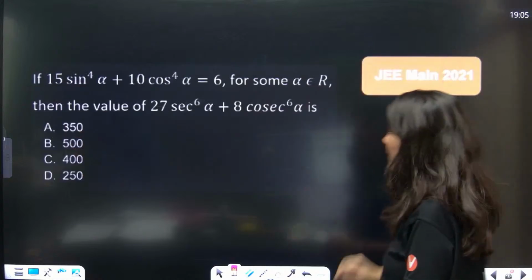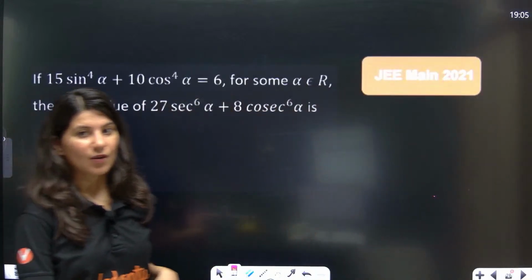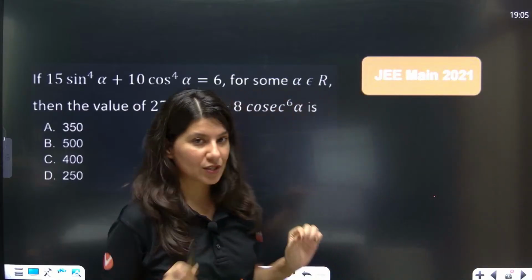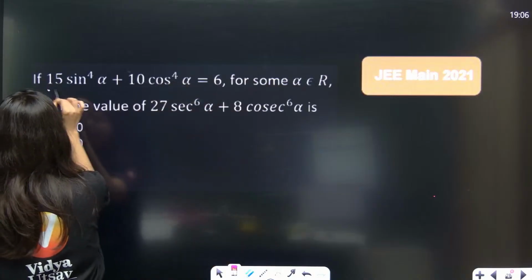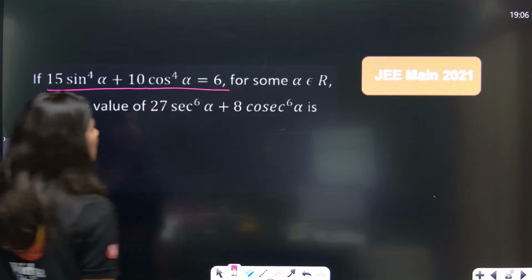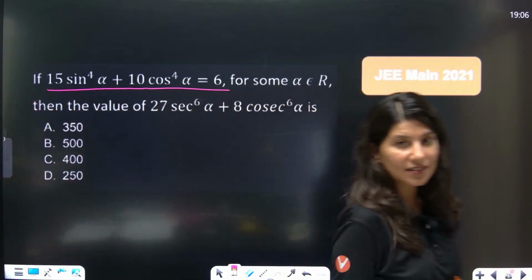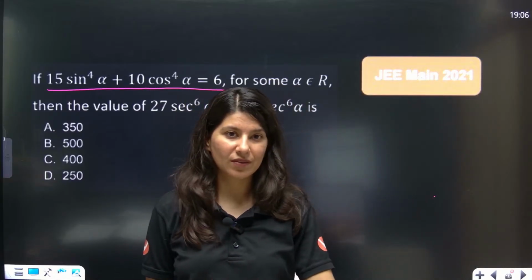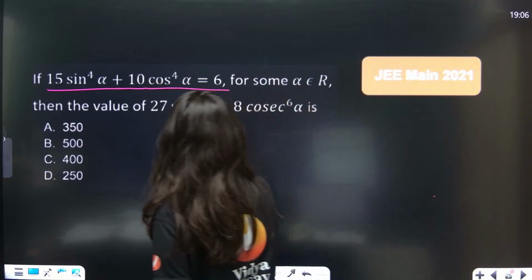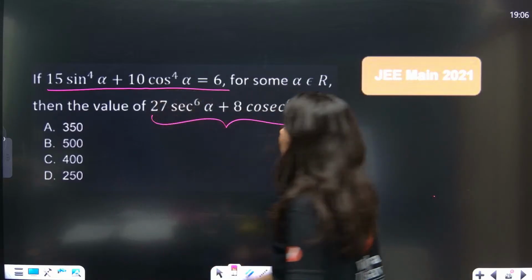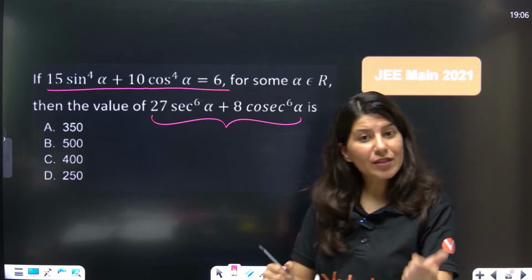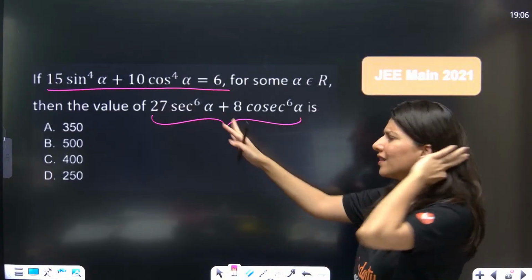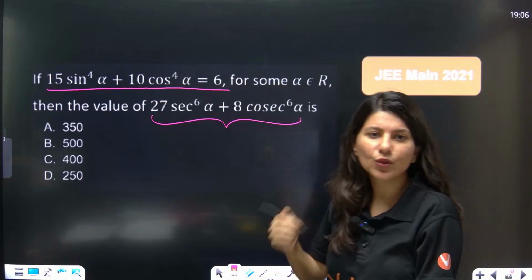Okay, so the JEE Main question is right here in front of you. JEE Main 2021. So I want all of you to decode this question. Now understand. If 15 sine power 4 alpha plus 10 cos power 4 alpha is equal to 6, this is the equation which is given to you. One equation is given, right? And now the value of this expression is what they are asking. See, one equation is given and the value of this expression is asked. Just tell me one thing. To get the value of this expression, what exactly do you want?